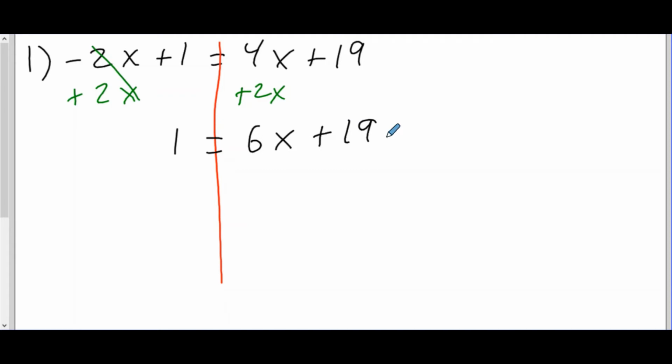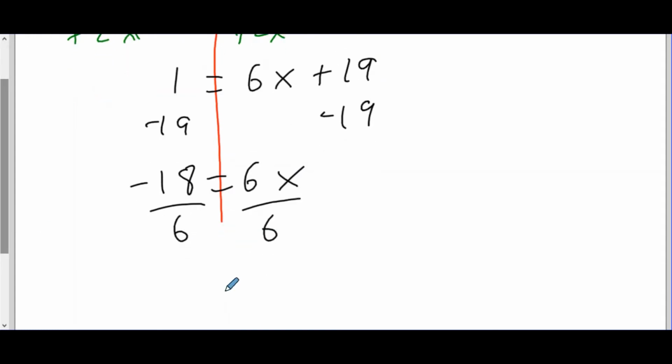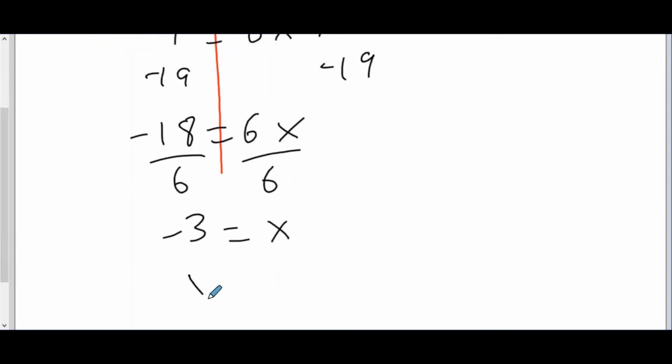And now it should look more like the problems we've done so far, where there's only one variable and we're going to solve for it. So I'm going to subtract 19 next. 1 minus 19 is a negative 18. Divide by 6. And I get x equals negative 3. And you can, of course, rewrite that in the other order. Let's do a check.